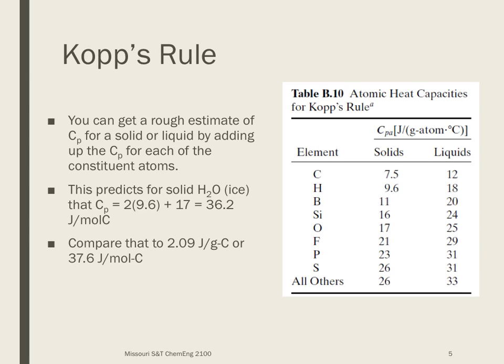On this, what you're going to do is look at a chemical compound like CO2 and say, okay, well, it's got one carbon and two oxygens. So I would do, for solid CO2, the C sub P for each of the constituent atoms within the molecule, multiplied by the appropriate number of atoms in the molecule. The units on this are going to be joules, and then it says per gram atom degrees C.